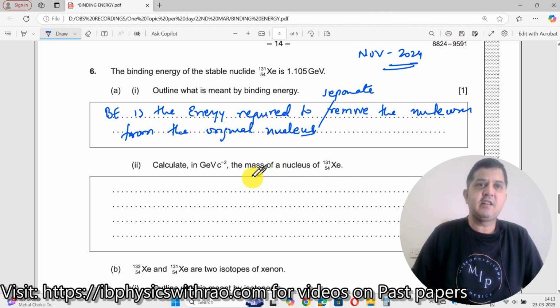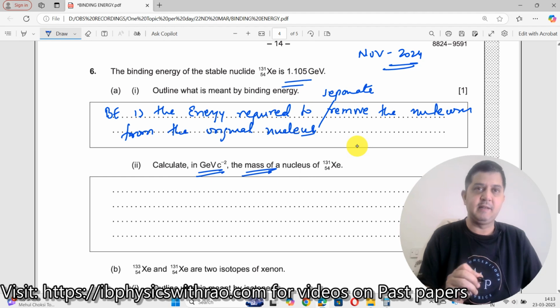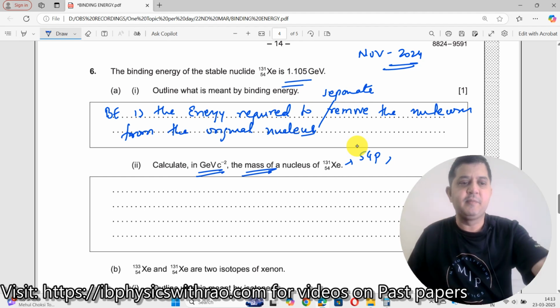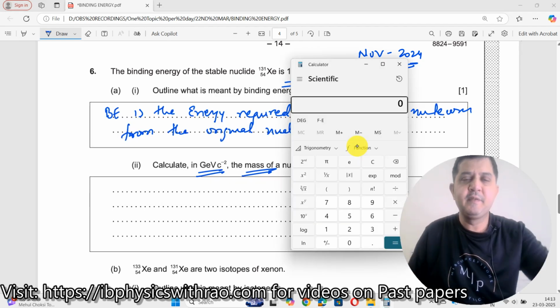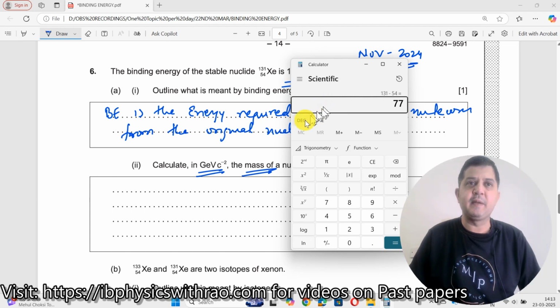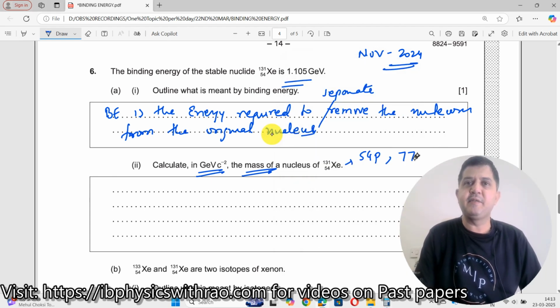Then calculate, in giga electron volt per c square, the mass of a nucleus 54Xe131. So calculate in giga electron volt per c square the mass of the nucleus. It is not asking you the binding energy because the binding energy is already given to you. How do you find it from this data? Xenon has 54 protons, and how many neutrons? 131 minus 54 is 77.